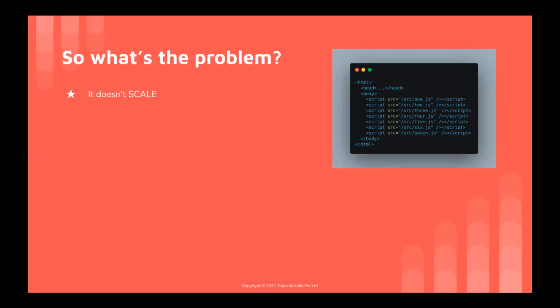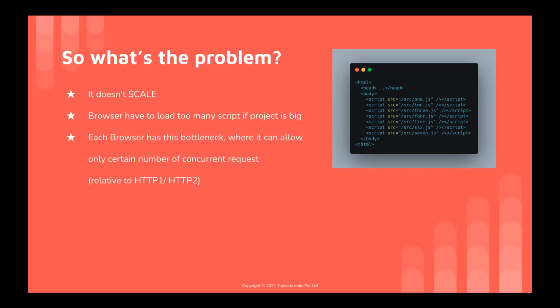Basically, it doesn't scale in large projects, and the browser has to load too many scripts. Each browser has bottlenecks where it can only process a limited number of concurrent requests, which is related to HTTP1 and HTTP2. We are currently using HTTP2.